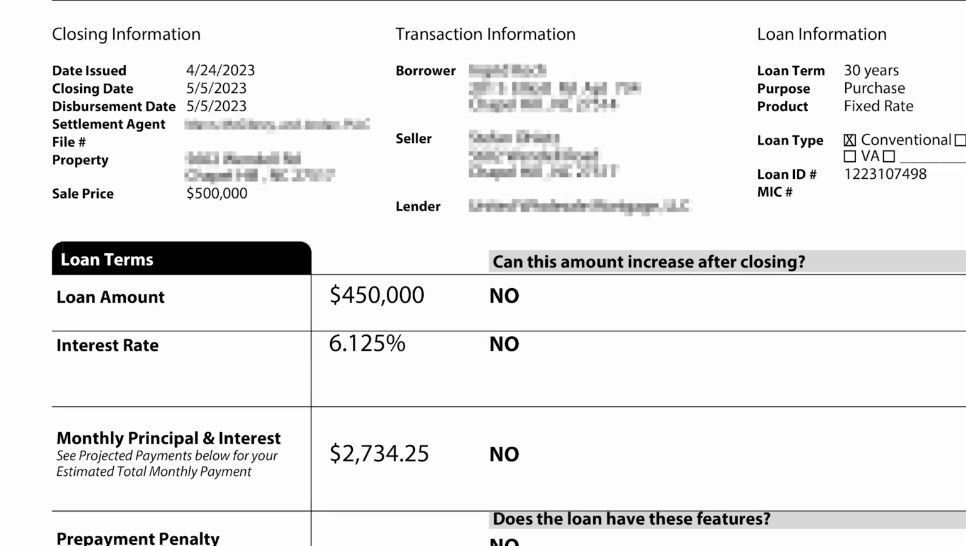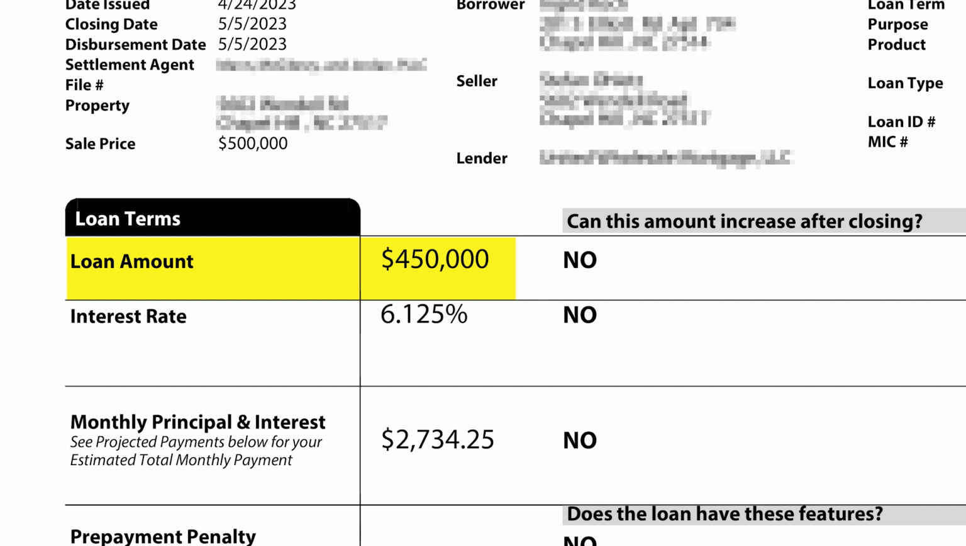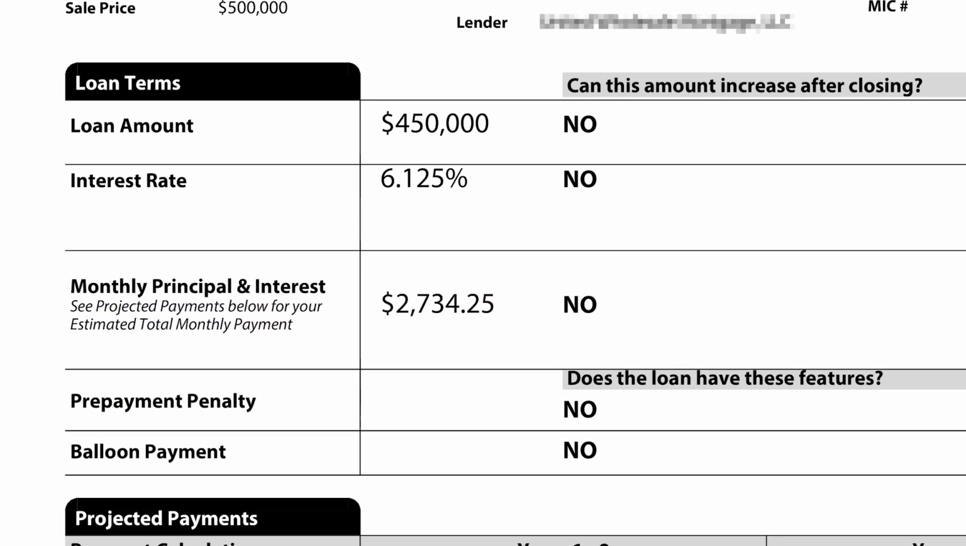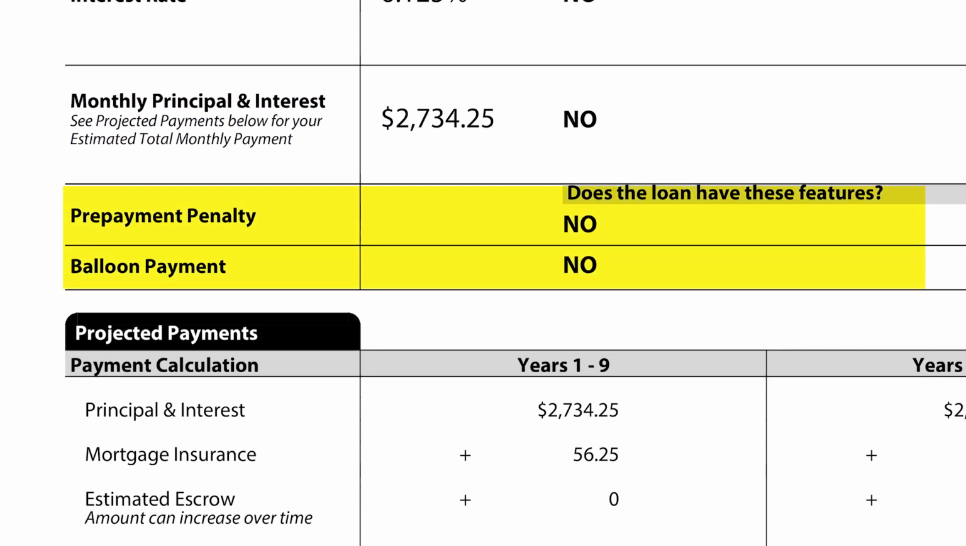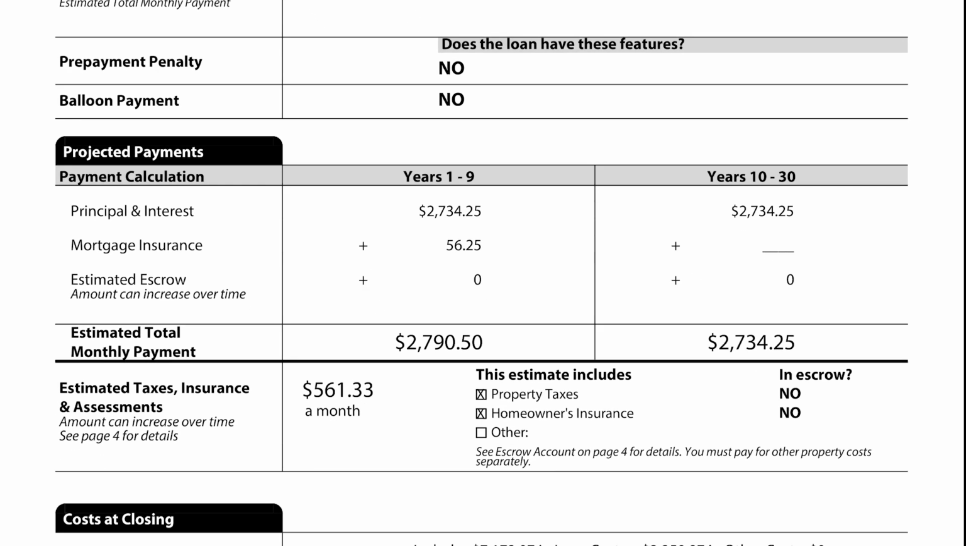The loan amount is $450,000, and the interest rate is 6.125%. The monthly principal and interest on this loan at this rate is $2,734.25. This loan does not have a prepayment penalty or a balloon payment. Underneath that, you will also see the principal and interest calculation. What that means is the principal and interest is $2,734.25. This particular loan also has mortgage insurance.